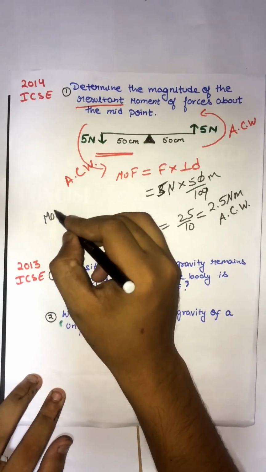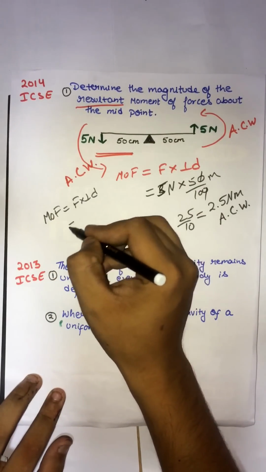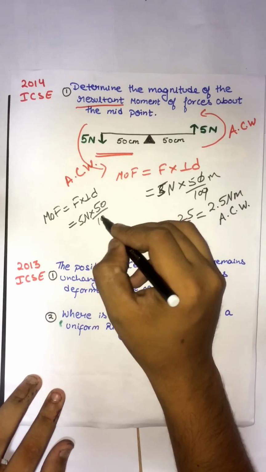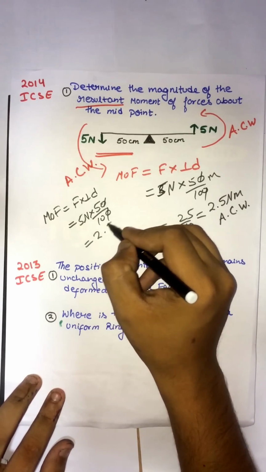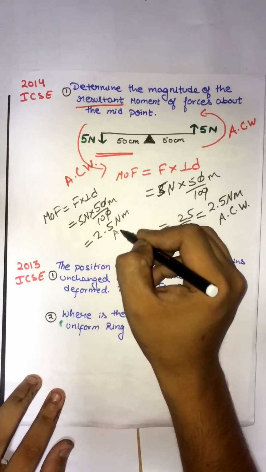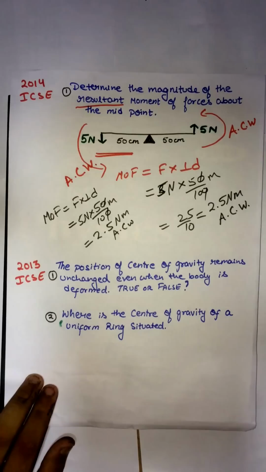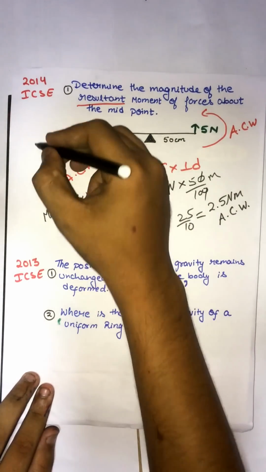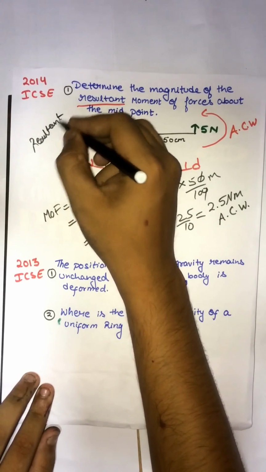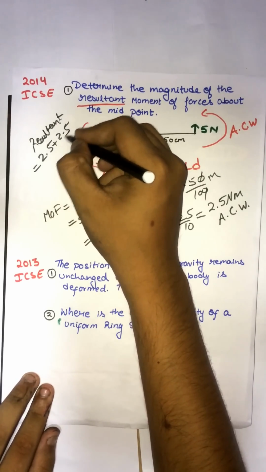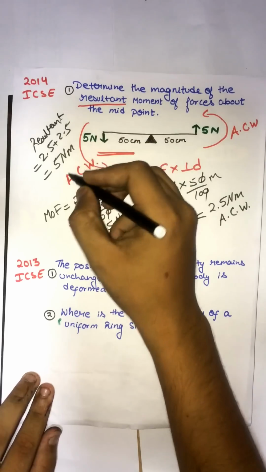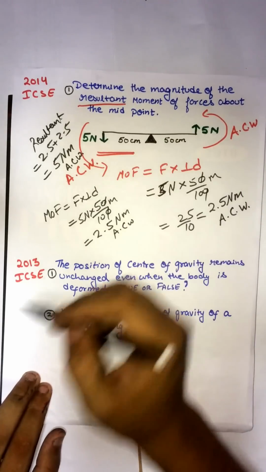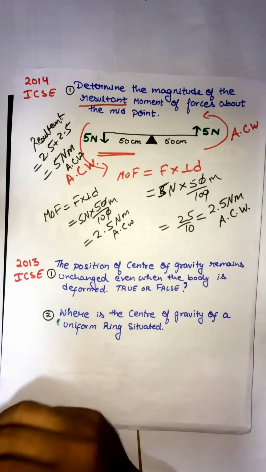Now due to this force, the moment of force will be again force into perpendicular distance, and that is again what? 5 Newton into 50 divided by 100, that is 2.5 what? Newton meter anti-clockwise. So what is the resultant moment of force? Since both the moment of force are in the same direction, we will add them, and the resultant will be 2.5 plus 2.5 will be 5 Newton meter, and how? Anti-clockwise. Is that clear? 5 into 50 upon 100 plus 5 into 50 upon 100.